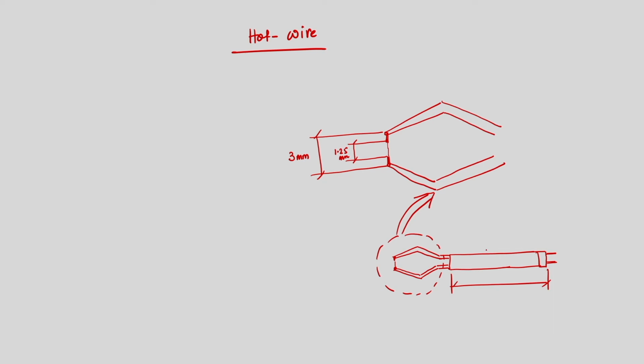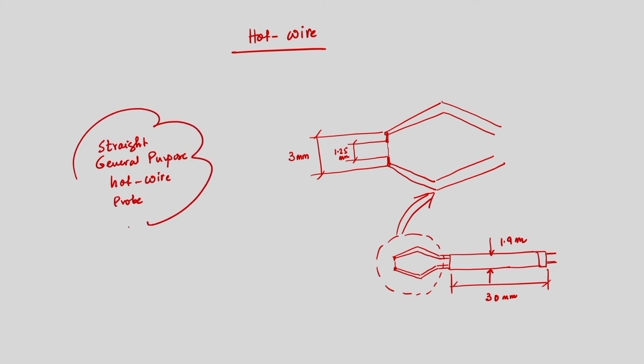Now, this is typically 1.9 mm and the distance is 30 millimeter. So, this is basically a straight general purpose hot air probe. So, this is a straight general purpose hot air probe, and so this is the straight general purpose hot air probe.